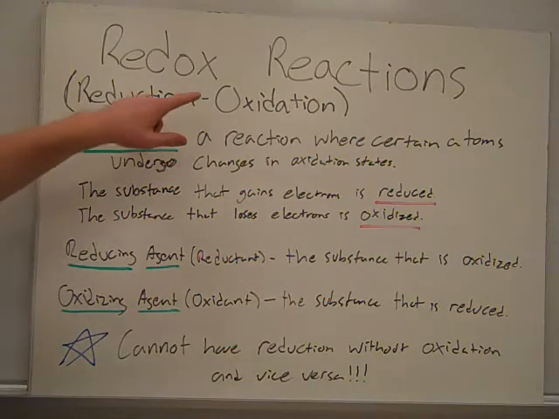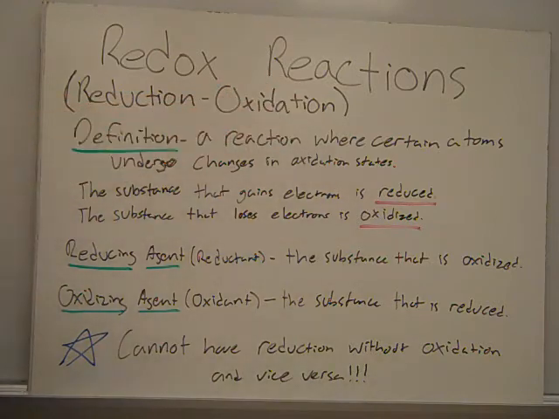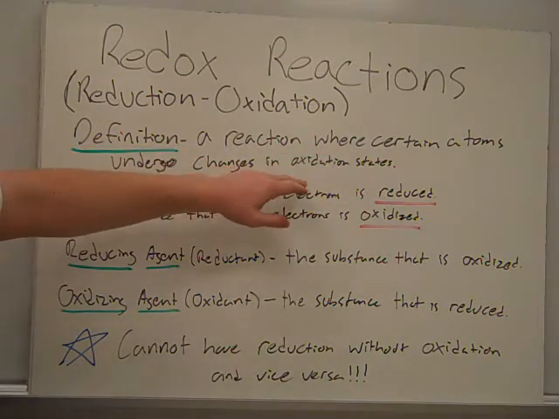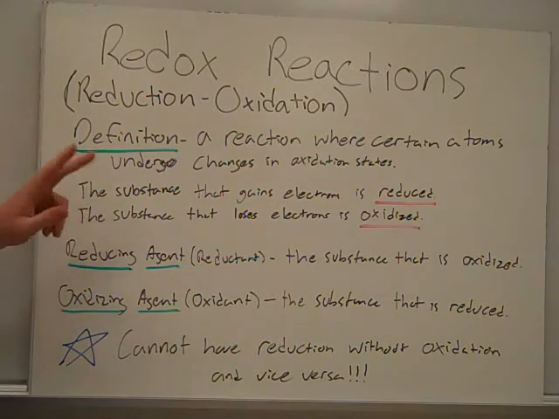Today we're going to be talking about redox reactions, also known as reduction-oxidation reactions. The definition of which is a reaction where certain atoms undergo changes in oxidation states. Here we can see that there are two different ways to undergo those changes.